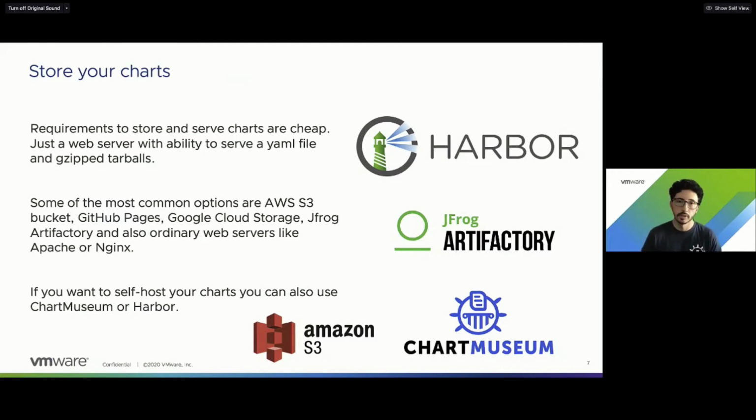There are plenty of options here. There are GitHub Pages, AWS buckets, JFrog Artifactory, or you can use regular web servers like Apache or Nginx and just maintain the htdocs folder yourself. There are also other interesting options like Harbor or ChartMuseum. As with this project, you can self-host your charts on your own infrastructure in case you want to have full control of your charts.